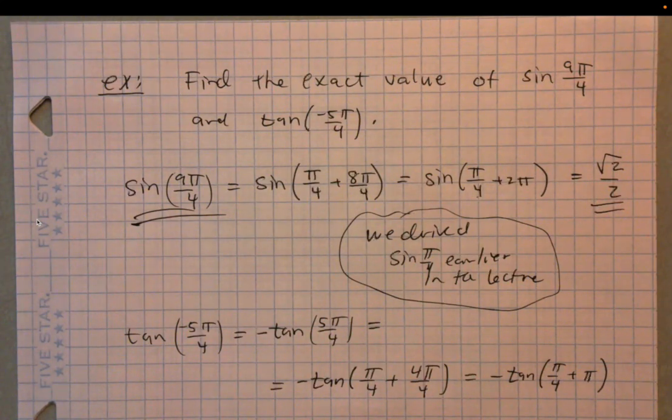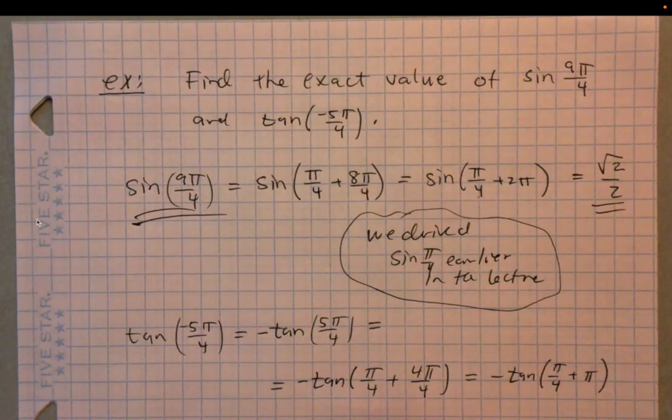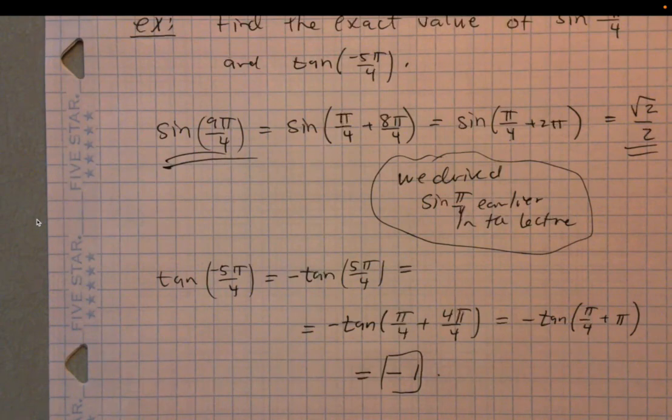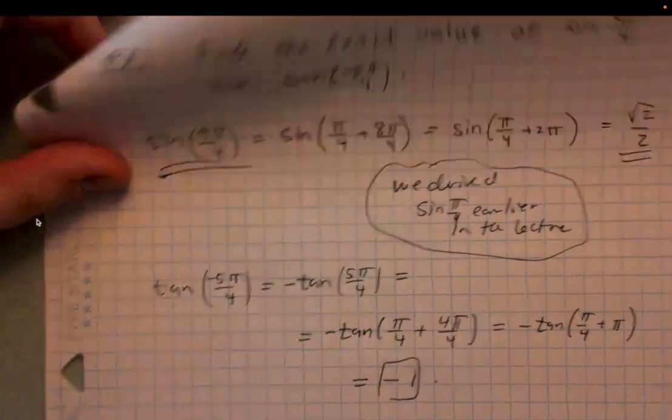And what is the tangent of pi over 4? Well, if you look back earlier in the lecture, you'll see one of the examples. We talked about what the values would be at pi over 4, and we saw that tangent was square root of 2 over 2 divided by square root of 2 over 2, so it was actually 1. And so that means this is equal to negative 1. Okay, and so that is that example, using even and odd functions and also using the periodicity of the functions.